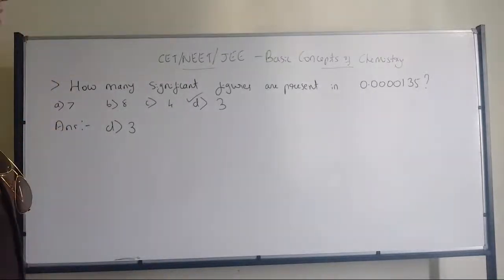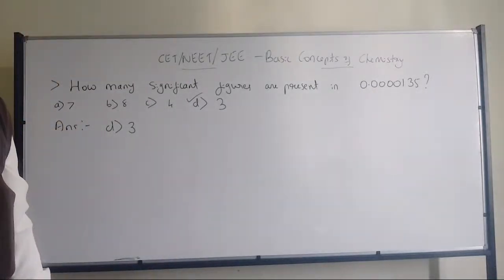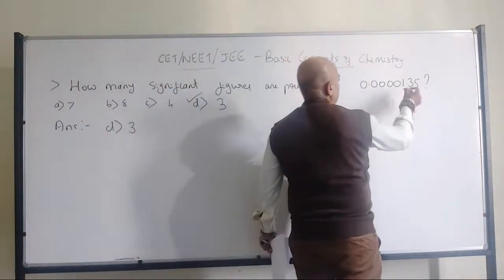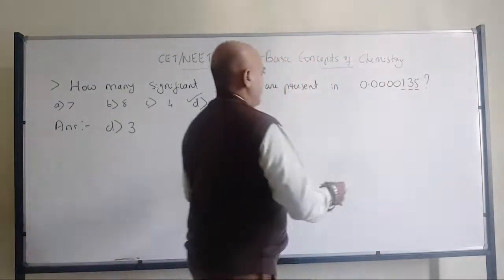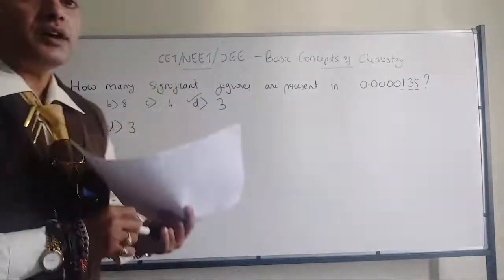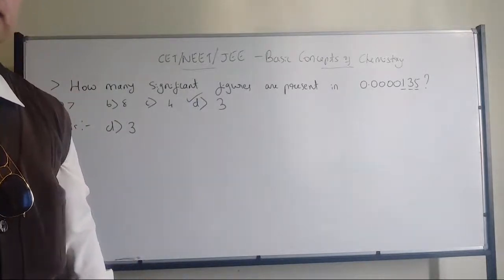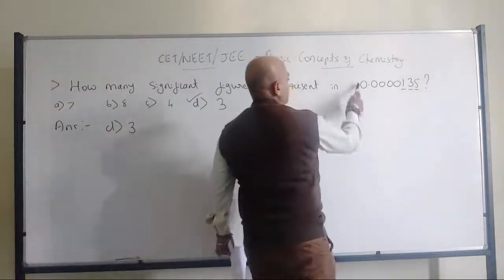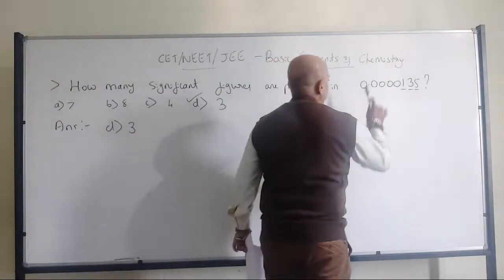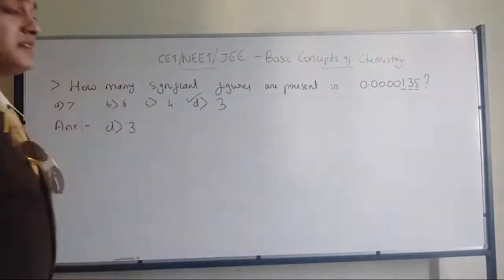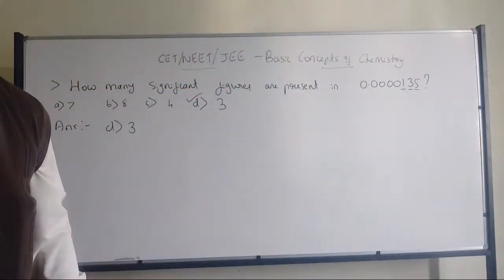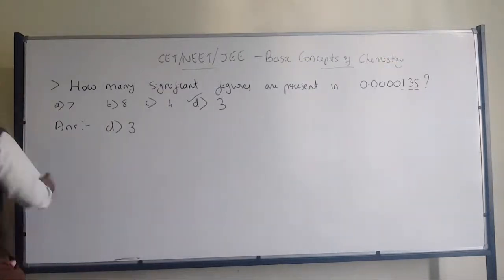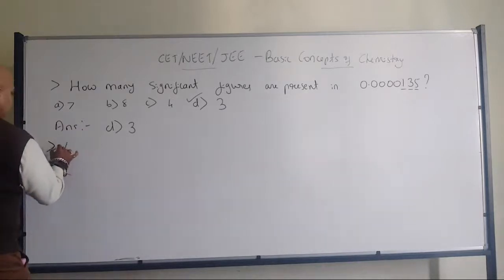Why should the answer be 3? That is because, as we have discussed, zeros before the numbers will not have significance. That's why we have only 3 significant figures. Sir, you might have a question: zeros are after the decimal point, but there are no numbers before the decimal point. Therefore, those zeros will not contribute to the significant figures. The answer should be 3. Very good.